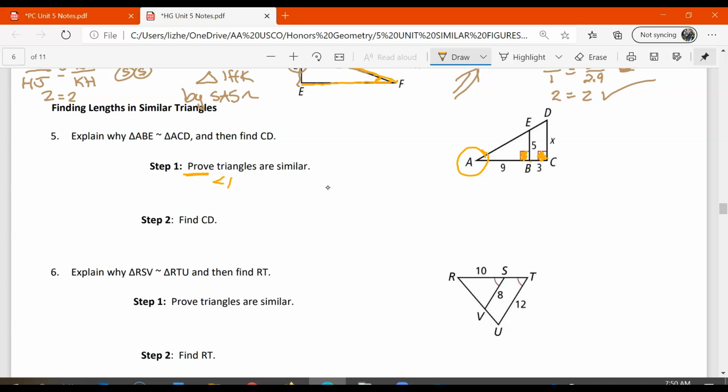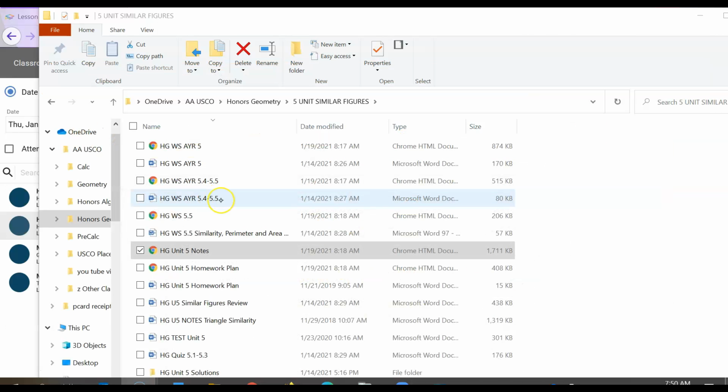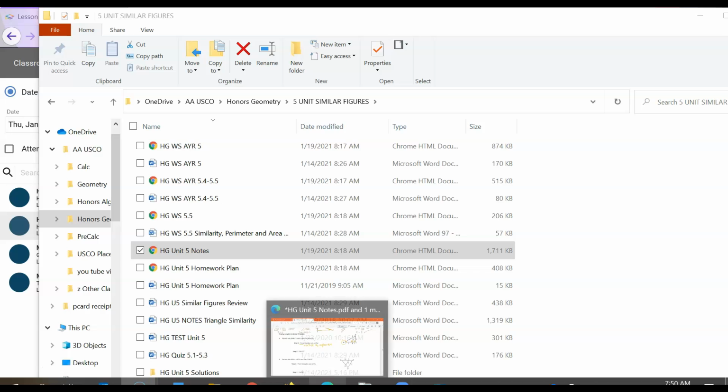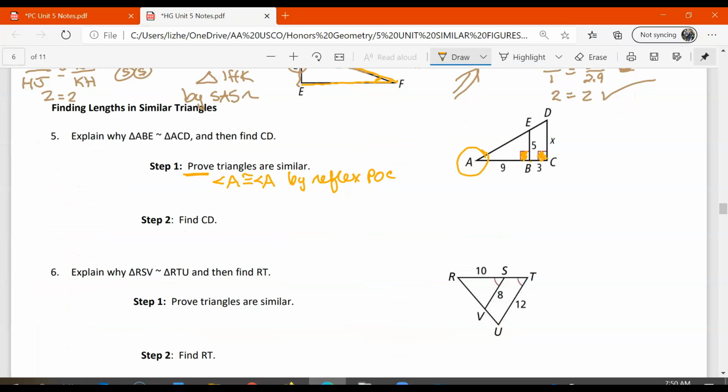I'm going to say, well, angle A is congruent to angle A by reflexive property of congruence. And then I also know that angle ABE is congruent to angle ACD because they are right angles.